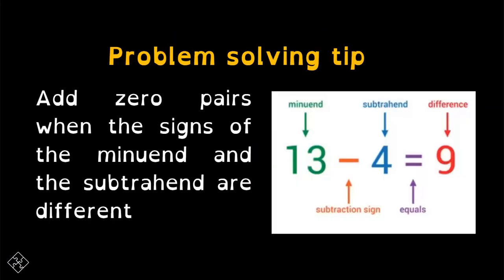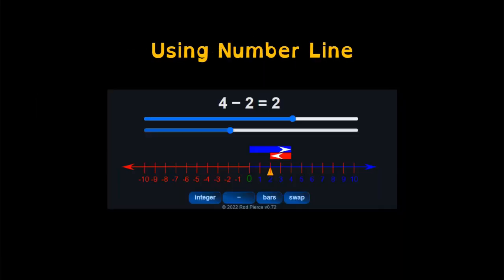So, let's have here a problem-solving tip. Add 0 pairs when the sign of the minuend and the subtrahend are different. Okay? So, in this case, papakita ko naman sa inyo yung paggamit ng number line naman sa subtracting integers. Let's get to it. So, we will use a number line to subtract the following integers.